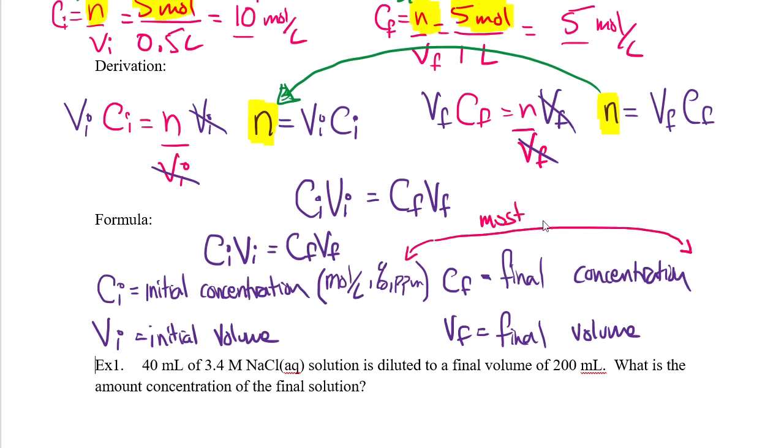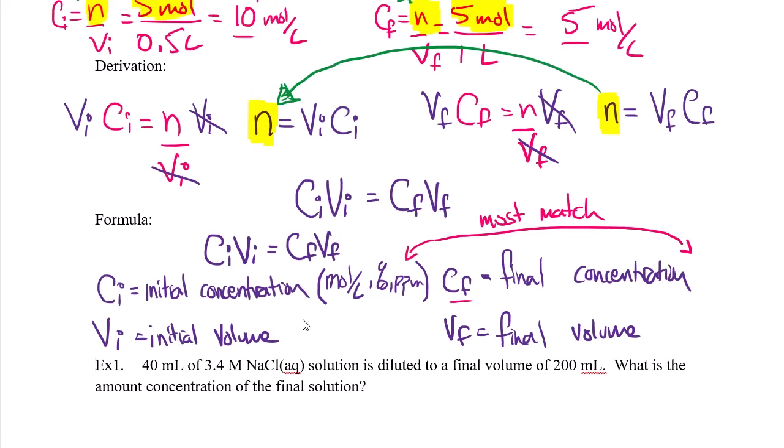So if you use moles per liter on the initial side, you have to use moles per liter on the final side. Or if you're looking for CF, then you have to be aware that whatever you plug in on the left is what's going to come out on the right. So your initial concentration, if you put it in moles per liter, if you're looking for your CF, it's going to come out in moles per liter as well. And we'll look at our first example why that happens with the units.